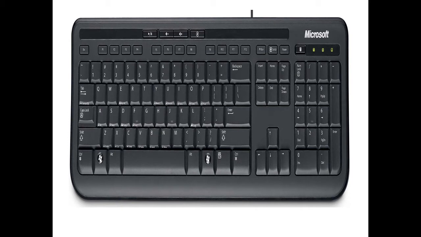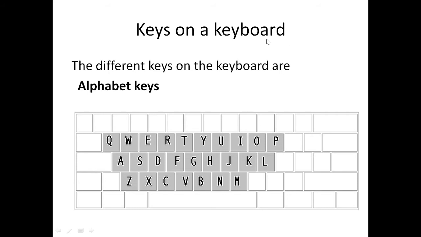The different keys on a keyboard are alphabet keys, number keys, function keys, arrow keys, and special keys. Rather than the alphabet, number, function and arrow keys, all the other keys we call special keys. Okay, so let us discuss the different keys on a keyboard one by one. The first one is alphabet keys.